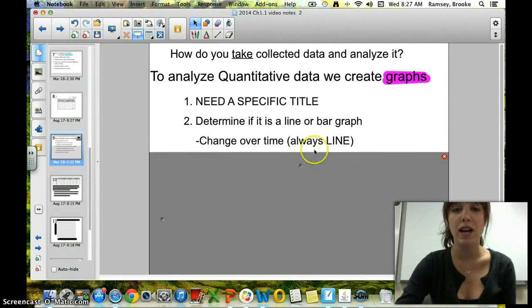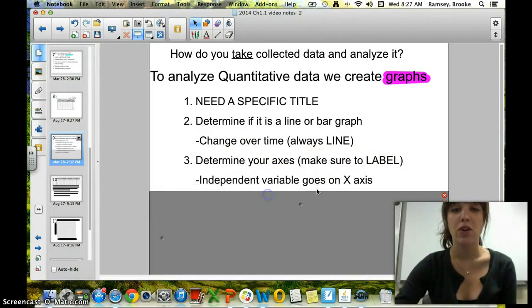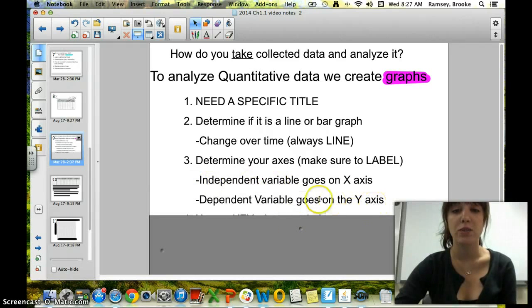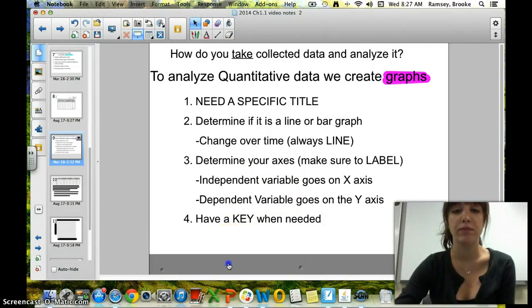And all the time, every time that you do anything that looks at change over time, you always want to do a line graph. And then you need to determine your axes. Make sure you label them. That is very important. So on the x-axis, you want to put your independent variable, and then on the y-axis, you put your dependent variable. And then always have a key when it's needed. And you need a key when you're looking at more than one variable on your graph.